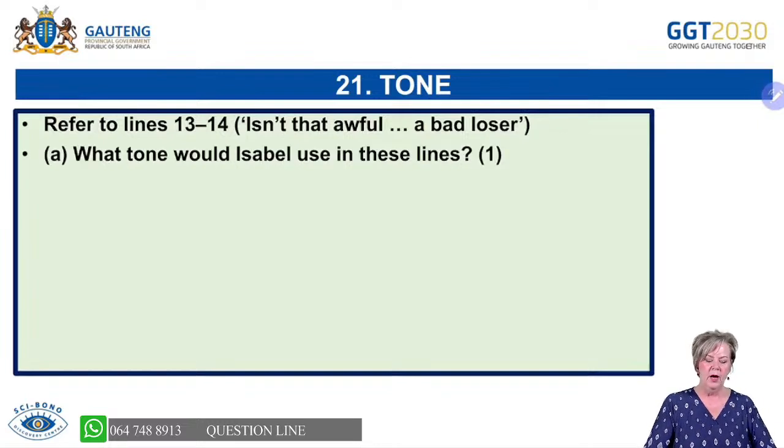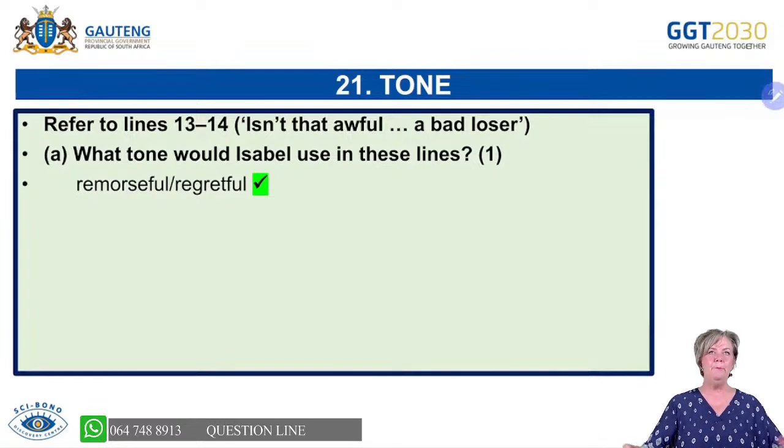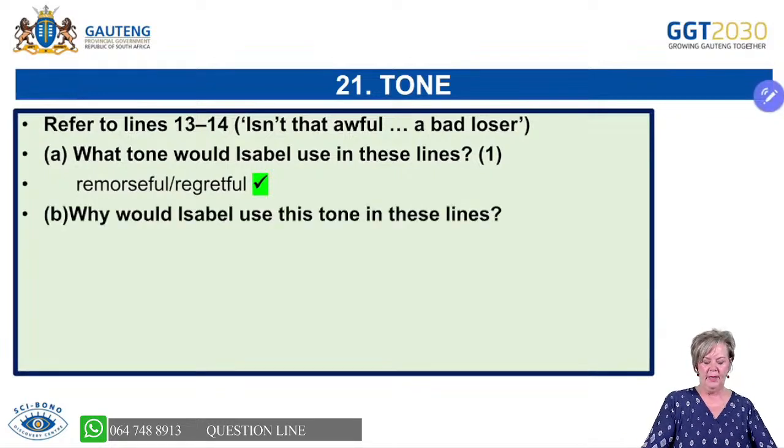The first question, what tone would Isabel use in these lines for 1 mark? She would be remorseful or regretful. Remember, she doesn't like being a loser, a bad loser, but she is. So she's regretful or remorseful. What does she actually want? She wants to be a good loser. She wants to be happy for the opposing side.